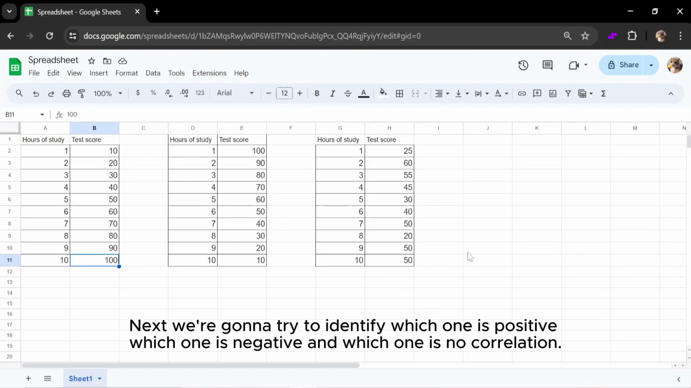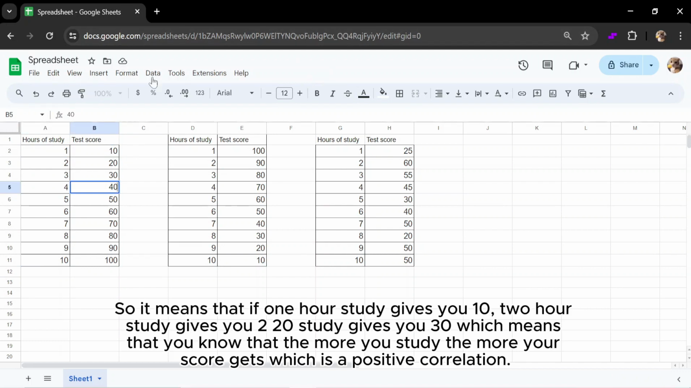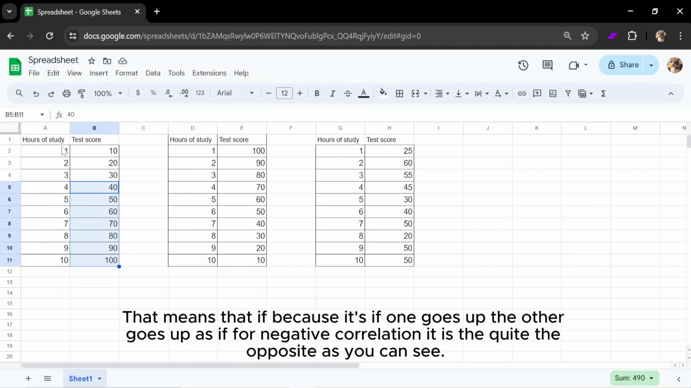Next, we're gonna try to identify which one is positive, which one is negative, and which one is no correlation. And how do we know if it's positive, negative, or no correlation? So first, you can see the first table, it's a positive correlation. Why? Because you can see 1, 2, 3, 4, 5, and the test score also goes up. So 1 hour of study gives you 10, 2 hours gives you 20, 3 hours gives you 30, which means that the more you study, the more your score gets. Which is a positive correlation. That means that if one goes up, the other goes up.